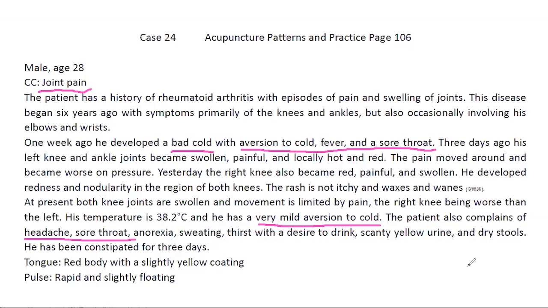Okay, your pattern. Yeah, wind heat. So that's the pattern, wind heat. So that we can explain the other symptoms there.